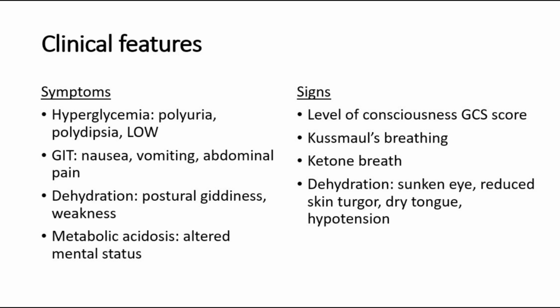Signs, we can assess the level of consciousness using the GCS score, usually reduced in DKA. And other sign, a significant sign is Kussmaul breathing. It happens due to metabolic acidosis and the patient is trying to blow off carbon dioxide, trying to reduce the acidosis. Ketone breath and signs of dehydration like sunken eye, reduced skin turgor, dry tongue, and check the blood pressure, it will be hypotension.